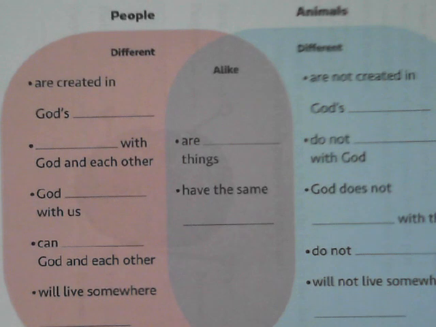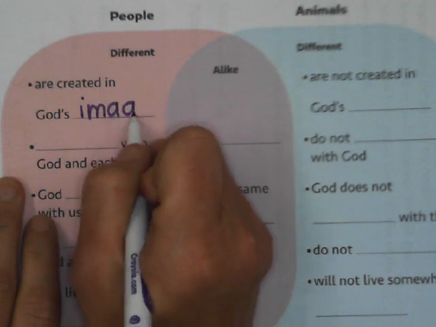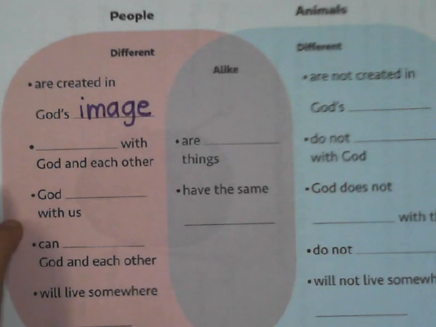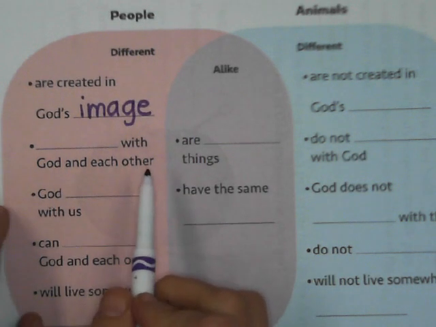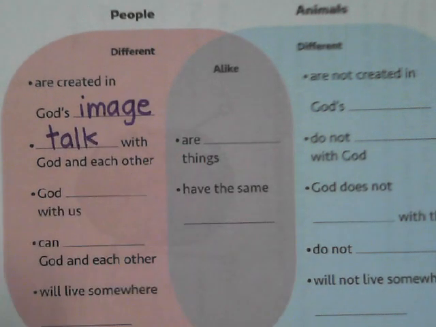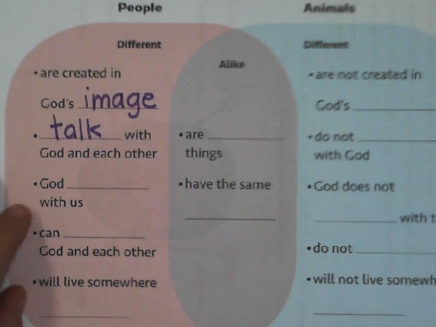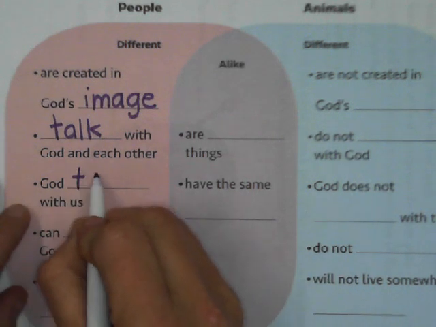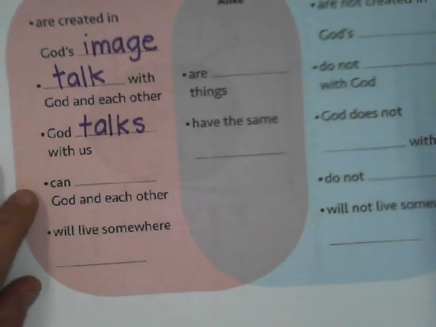People are created in God's image. That's right. So here let's put image. People are created in God's image. It says with God and each other. What does it say we do? We talk. Very good. We talk with God and each other. So we've learned that people are created in God's image. We talk with God and each other. God with us. God, that's right, talks with us. Very good.